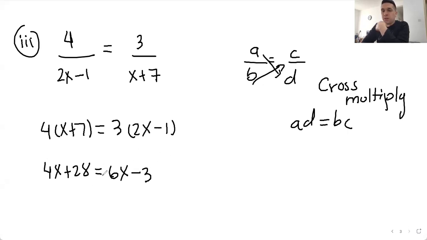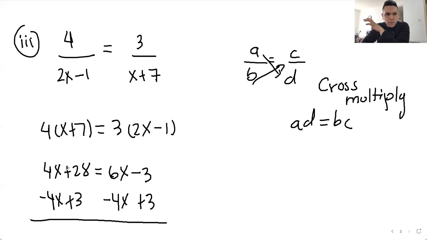Now we can combine like terms. In this case, I'm going to bring my 4x to the right hand side, and I'm going to bring all my numbers to the left hand side. These two cancel out. This becomes 31. These two cancel each other out, become 0, and then we have 6x minus 4x equals 2x. Now I can just divide everything by 2, and I'll get x equals 31 over 2, right?